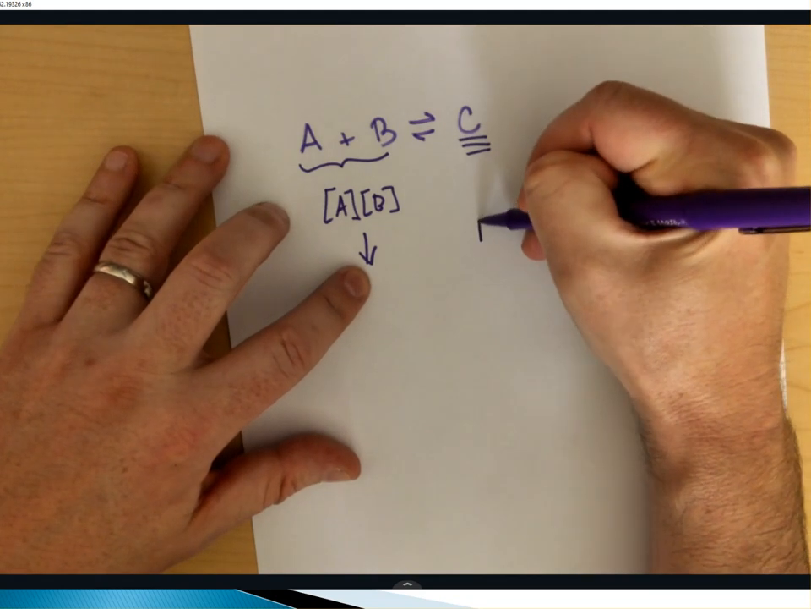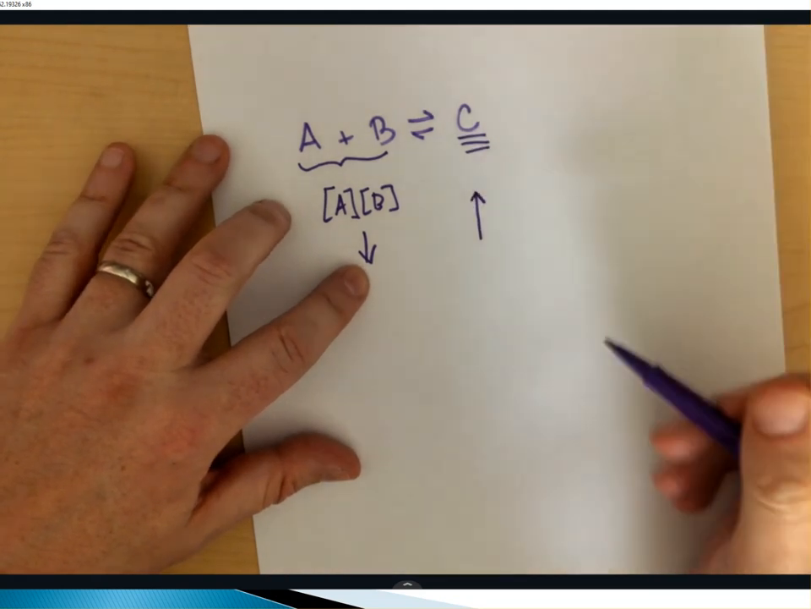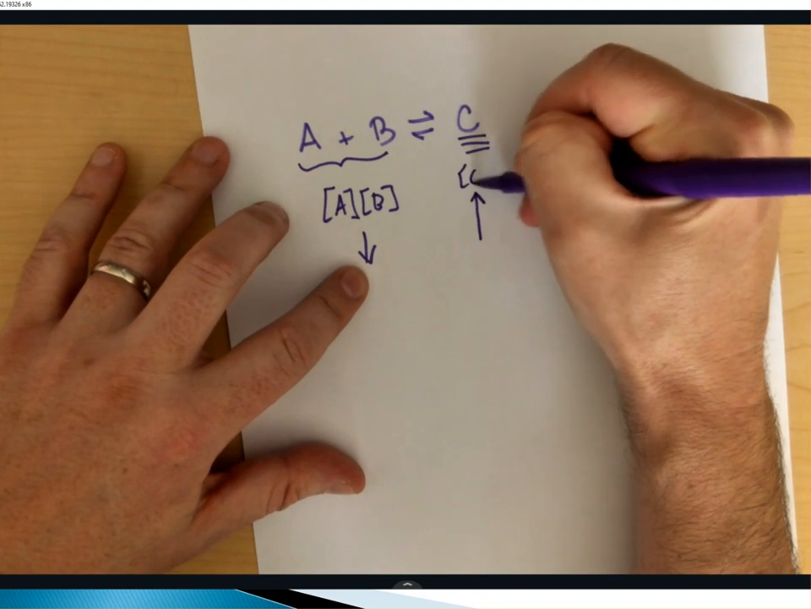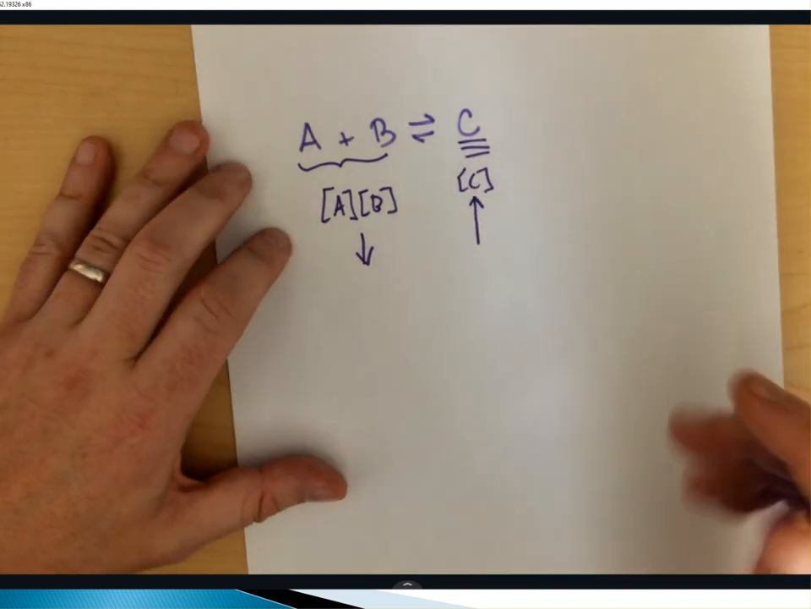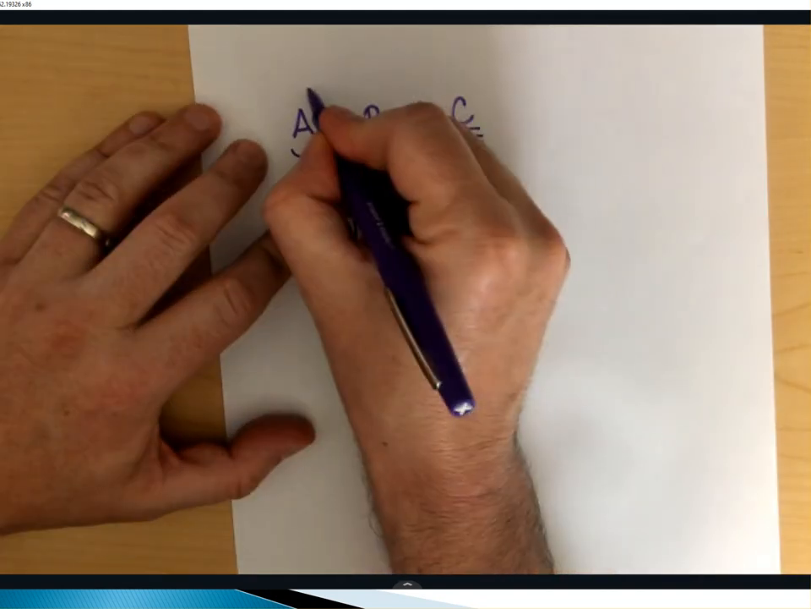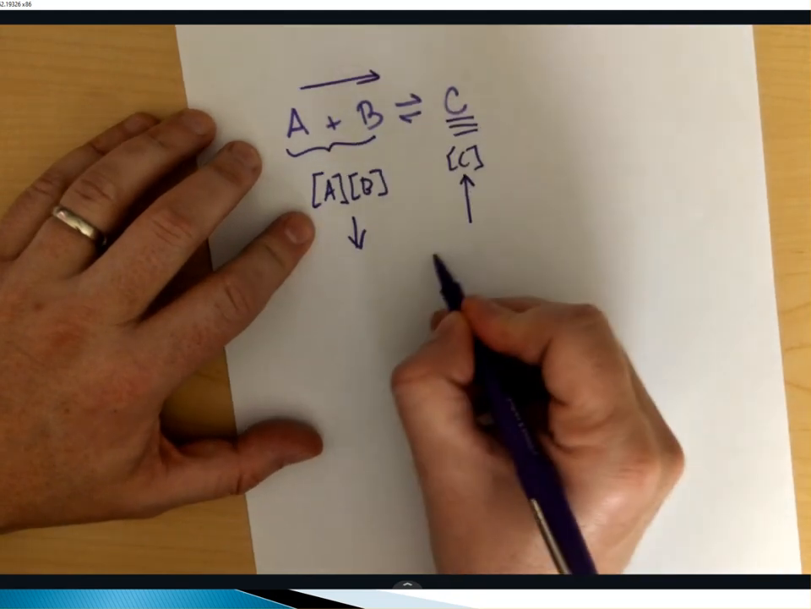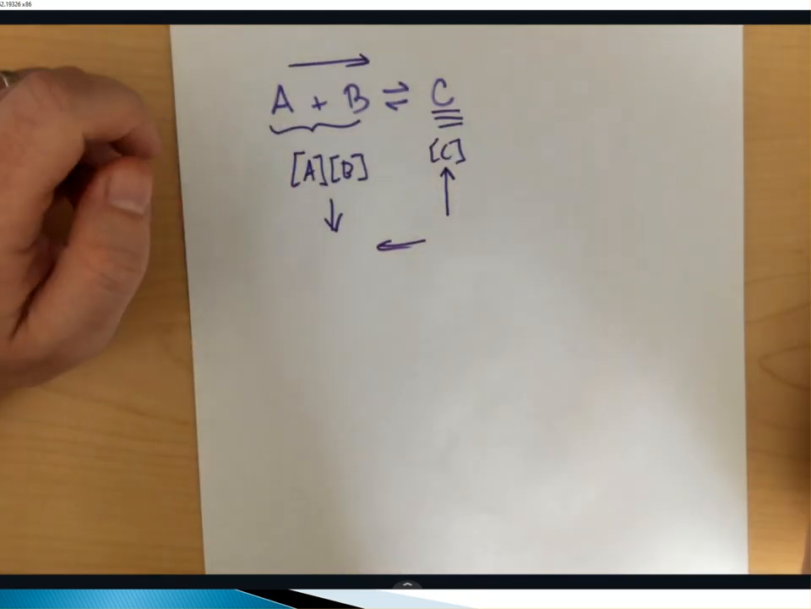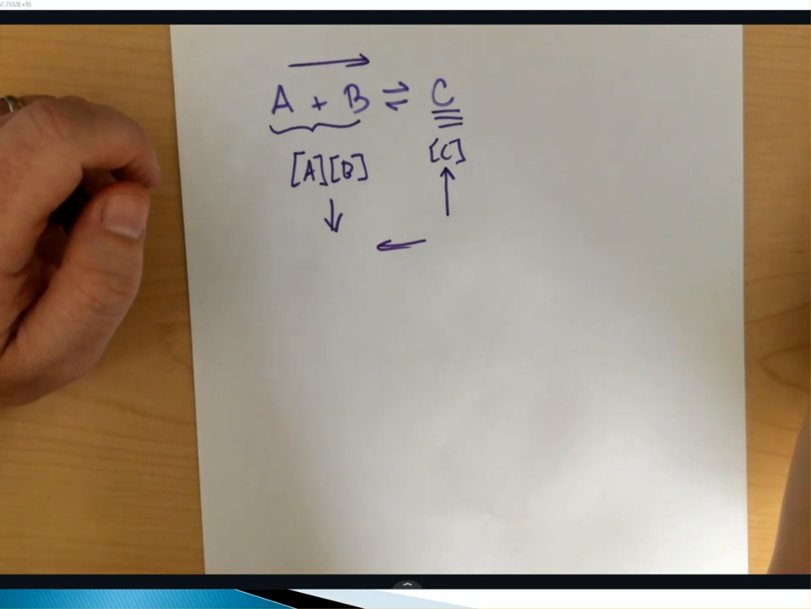And as the reaction proceeds, as C is formed, its concentration will increase. So over time, what we expect to see is the rate of the forward reaction decrease and the rate of the reverse reaction increase. So let's go back to our graph here.